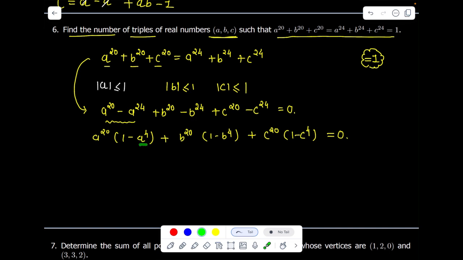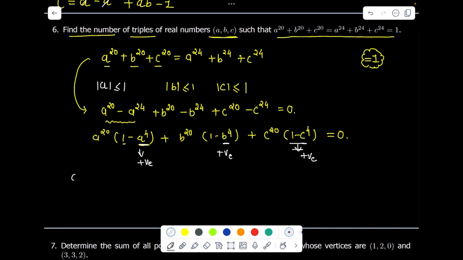Now here we know that mod of a is less than or equal to 1. So a to the power 4 is less than or equal to 1, and if you subtract it from 1, you will get a positive answer. If this value is 1, this will be 0. If I am taking this value less than 1, this will be positive, and a to the power 20 is also positive. So all the terms are positive, and the sum of positive terms is 0, which means each term is actually 0.